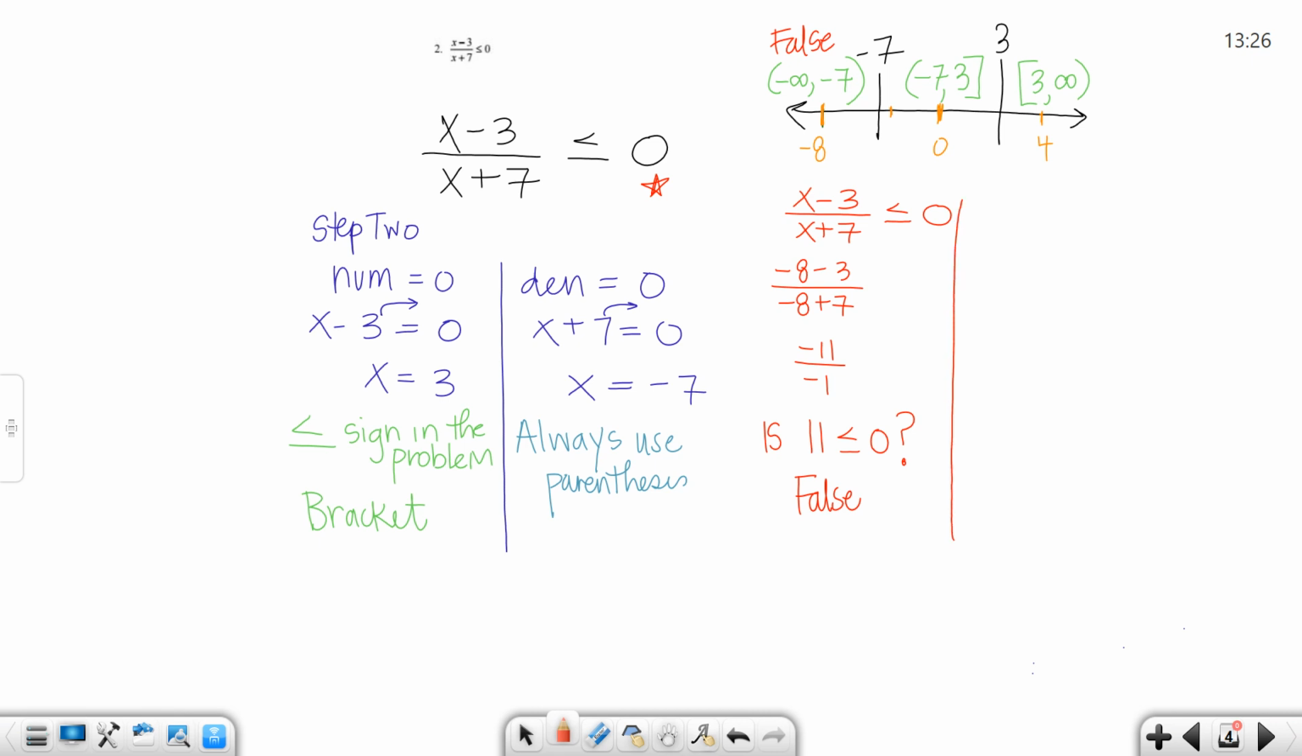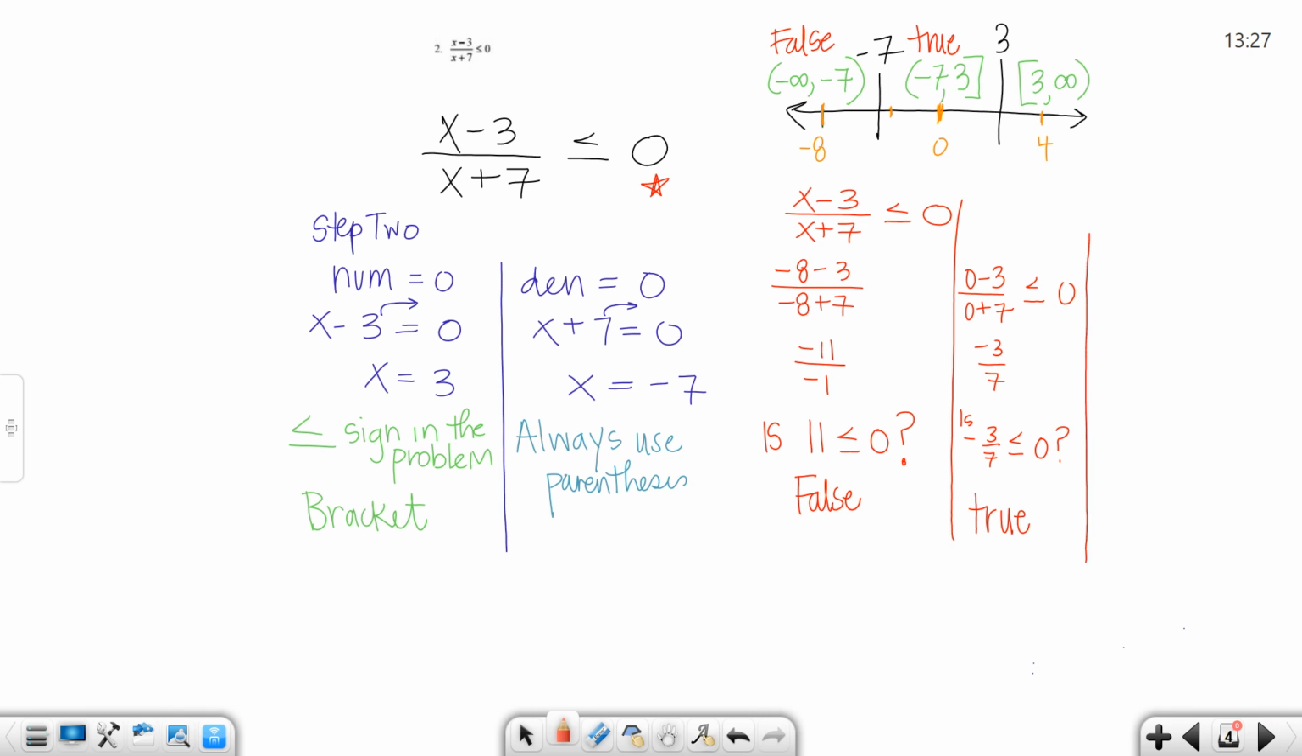Okay, so let's plug in 0. Remember, you're plugging it into the end of step 1. 0 minus 3, 0 plus 7. So that's a negative 3 over 7. That's a negative 3/7. Is a negative number less than 0? Yes, negative numbers are less than 0, so that means that this is a true statement.